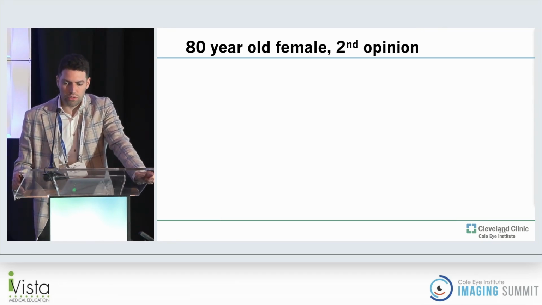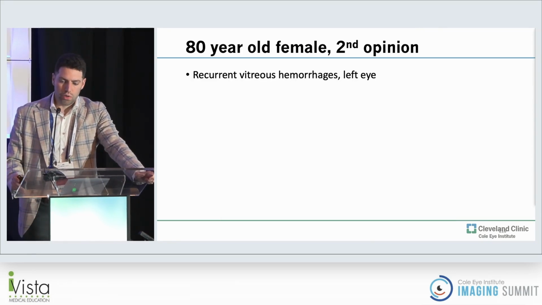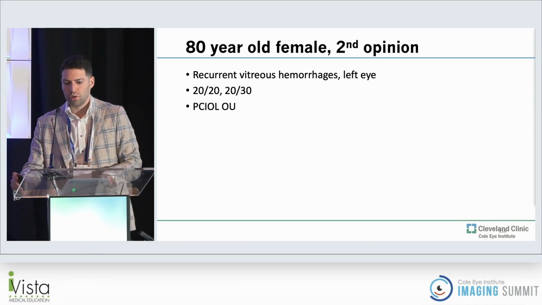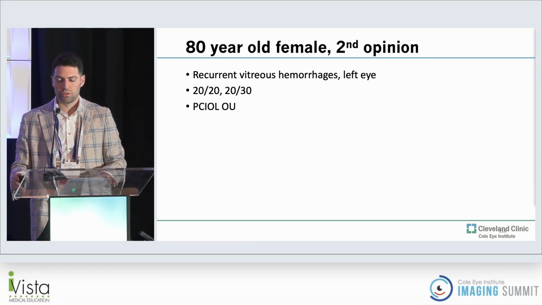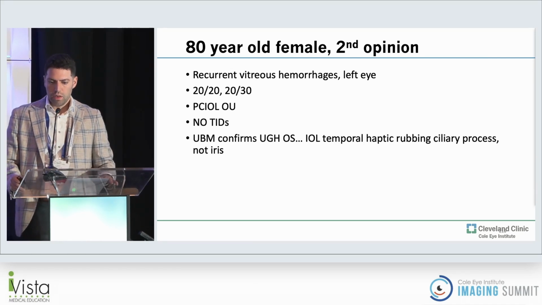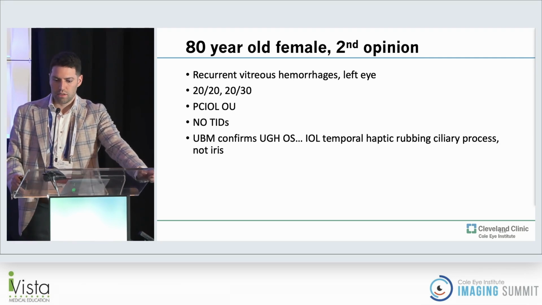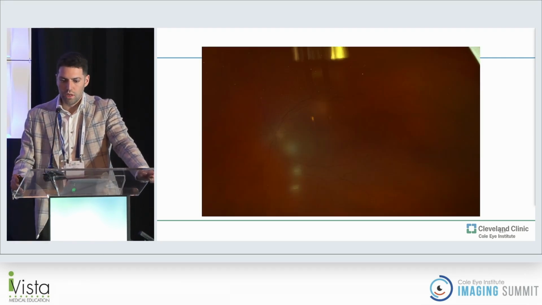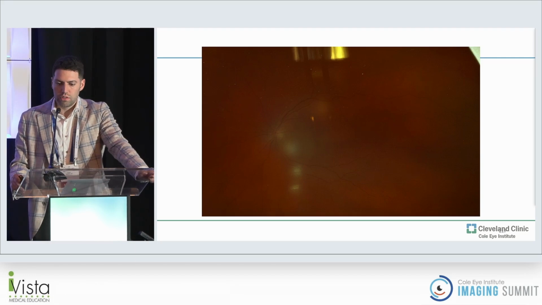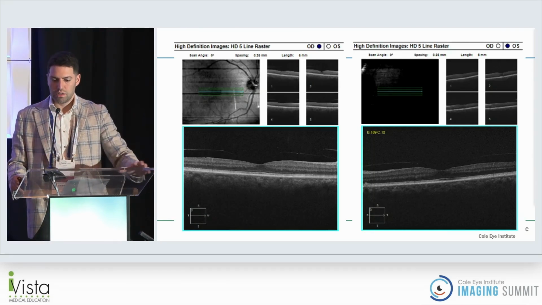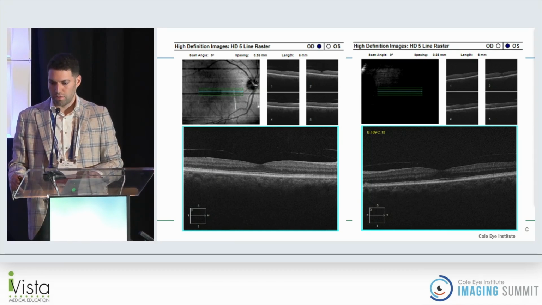Here's an 80-year-old female I saw recently for a second opinion. She has recurrent vitreous hemorrhages in her left eye. She's 20/30 in the left eye, and she's pseudophakic. So she's pseudophakic, she's 80 years old. I mean, this lady has a PVD, right? She has no TIDs. UBM confirms UGH. It's because the IOL is chafing on the ciliary processes, not the irises. That's why there's no TIDs. So here's her Optos photo of the left eye showing vitreous hemorrhage, and here are her OCTs. We can see that in both eyes, right and left eyes, her hyaloid is down.